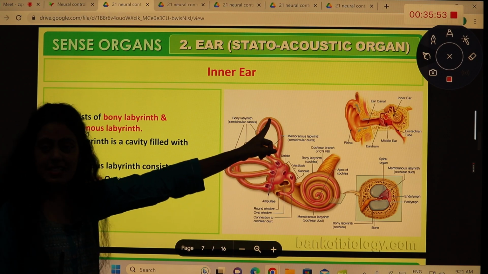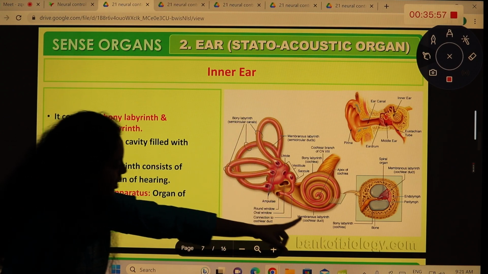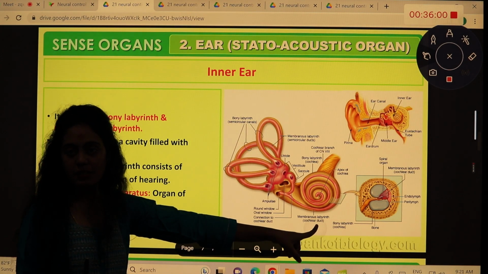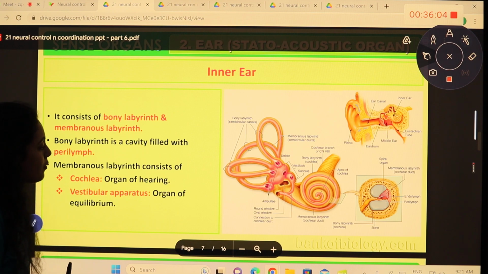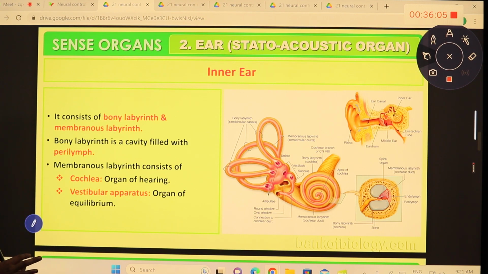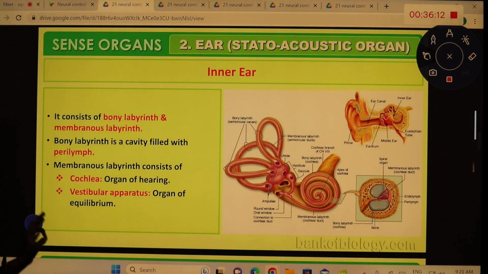Here can you see the semicircular canals? I think all of you can see these. They are called bony labyrinth. Here you can see membranous labyrinth. This is membranous, this is bony labyrinth. And what is the fluid that fills your membranous labyrinth? Sorry, bony labyrinth is perilymph. Now what does a membranous labyrinth consist of? It consists of two things: one is cochlea and the other is vestibular apparatus.